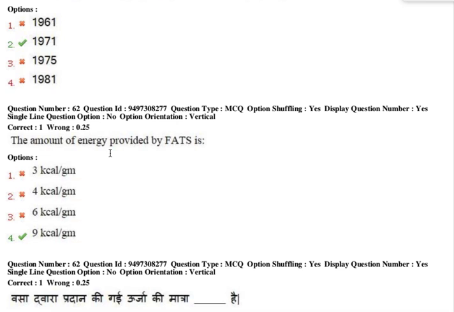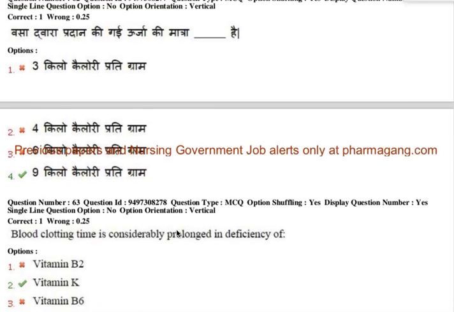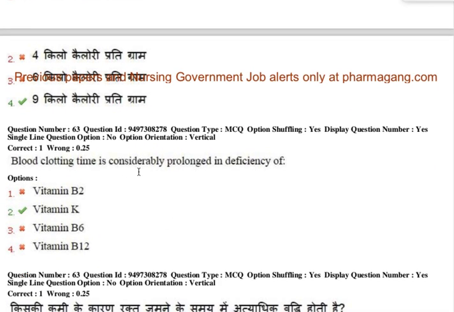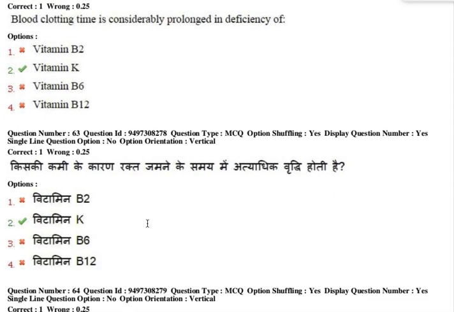Next question. The amount of energy provided by fats is... Right answer is fourth, 9 kilocalories per gram. Fats provide 9 kilocalories per gram of energy. Next question. Blood clotting time is considerably prolonged in deficiency of vitamin K. Vitamin K is most important for blood clotting. So the right answer is second, vitamin K.